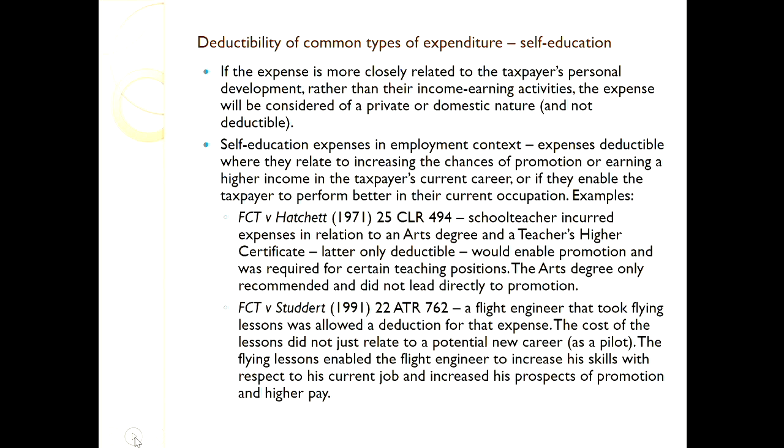FCT and Hatchett, 1971. We have to note it's 1971 because I think the result would be different if it was decided today. I think all of that expenditure would be deductible today. Sometimes the outcome can really change depending on changes in social circumstances, changes in the economy, right? So here in Hatchett's case, you had a school teacher. They incurred expenses on an arts degree and a teacher's higher certificate. In 1971, the High Court concluded that only the expenses relating to the teacher's higher certificate were deductible, and held that the expenses relating to the arts degree were not deductible, because the arts degree was not necessary, it was only recommended, and would not directly lead to promotion.